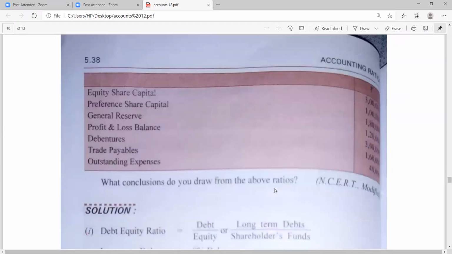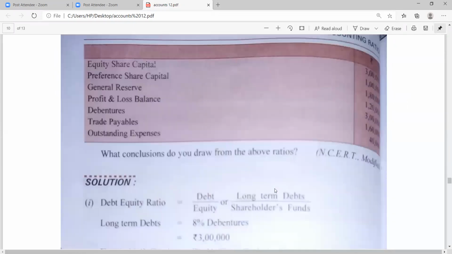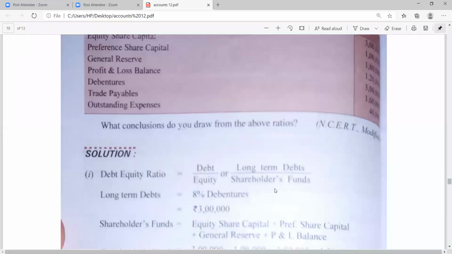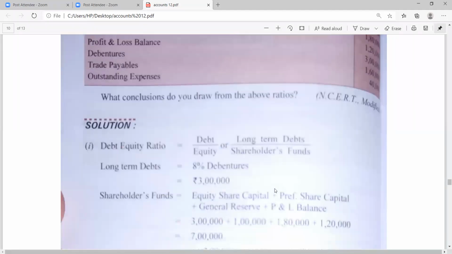Here the equity share capital, preference share capital, general reserve, profit and loss balance, debentures, trade payable, and outstanding expense are given to us. We have to draw the conclusion as well as calculate all these three ratios. Debt equity ratio, debt upon equity. Here the long-term debt is only one item, that is the 8% debenture. Nothing else is related to long-term debt. So these 3 lakh rupees are considered as debt in this question.